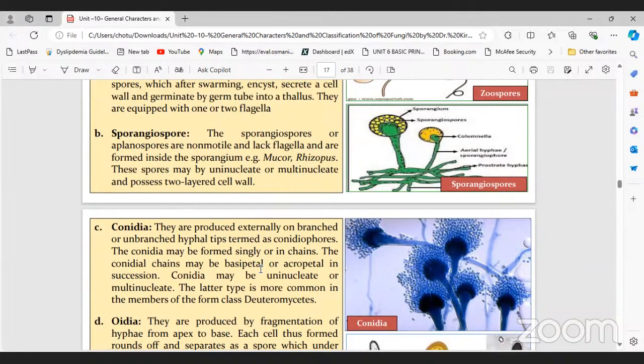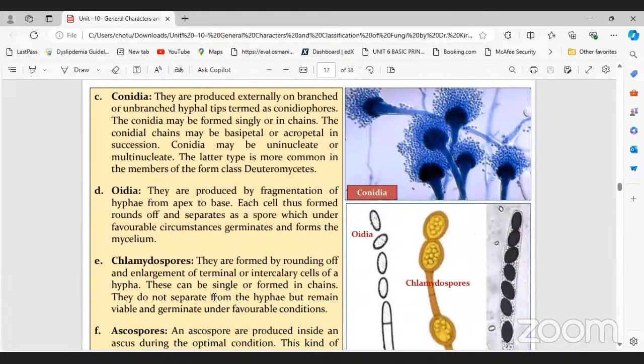and are detached by decay of the hyphae or disarticulation of the cells. The conidiospores, on the other hand, are formed as a new structure on the thallus and are easily detachable. This is the conidia. The latter type may be uninucleate or multinucleate, and it is most common in members of Deuteromycotina.